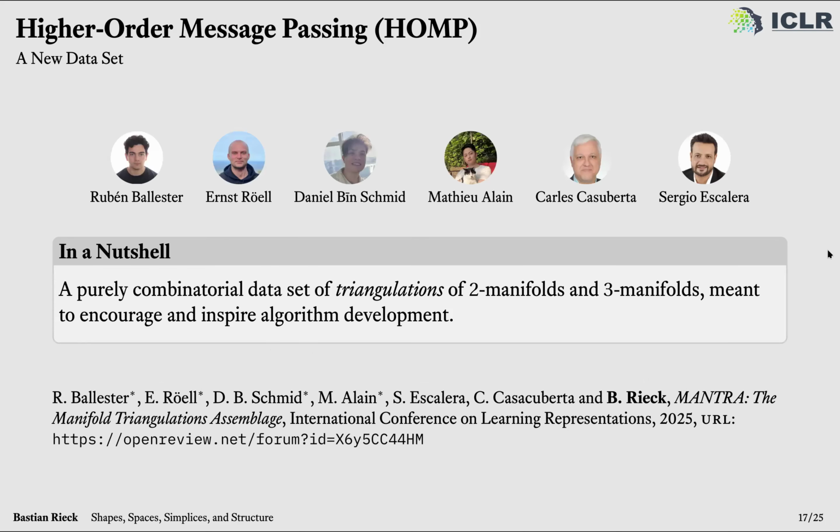This is where we came in and pitched a new data set, which is, first of all, marvelous work by lots of talented students: Ruben, Ernst, Daniel, and Mathieu. And the rest of us, we old folks, supervised. In a nutshell, we're looking at a purely combinatorial data set that consists of triangulations of two-manifolds and three-manifolds. These are really hard to crack. You can have lots of different tasks there, and there are no node features and no coordinates in that data. So it's a purely combinatorial quest, or, if you want to put on a different hat, a purely topological quest. We hope this kind of data set inspires and encourages different algorithm development, because an algorithm that does well on this type of data has to leverage some kind of fundamental properties. It can't cheat by looking at coordinates or node features. It really has to use the structure.